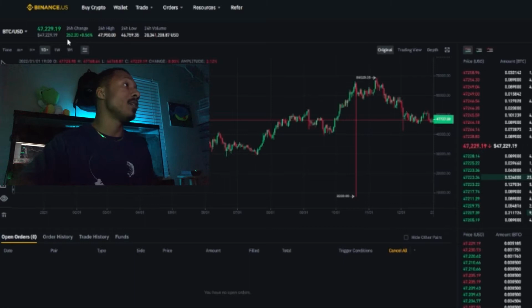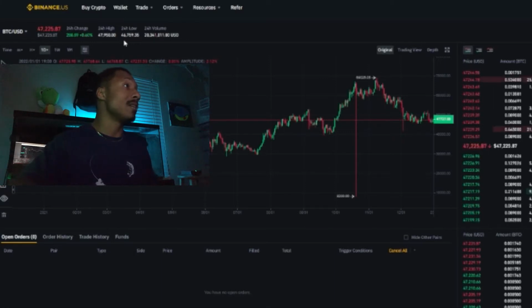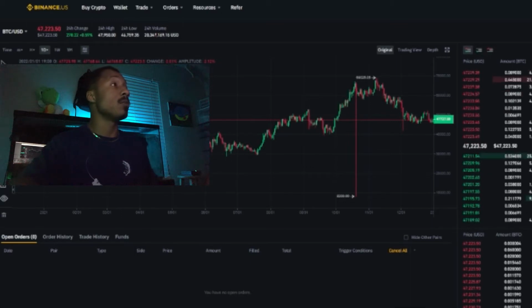or $262.20. As you can see on the 24-hour high, the highest Bitcoin has gone in the past 24 hours is $47,950, and for the 24-hour low, the lowest point in the last 24 hours was $46,759.36. As you can see, we are not close to either extreme. We're kind of teeter-tottering in the middle.